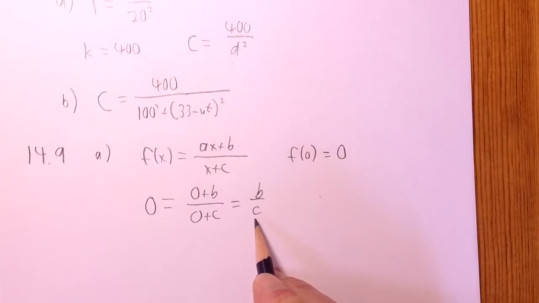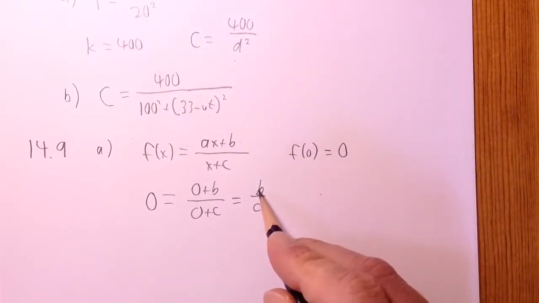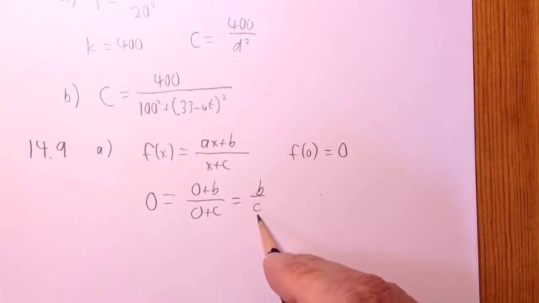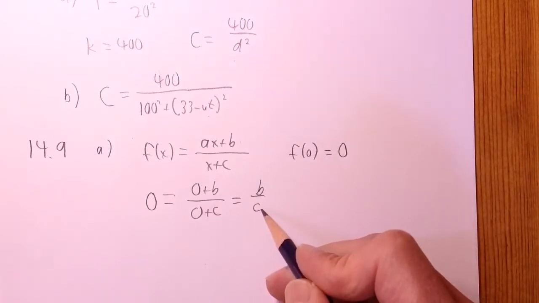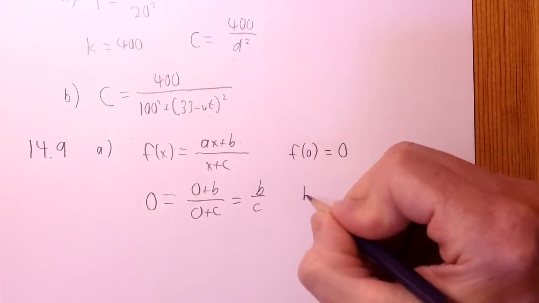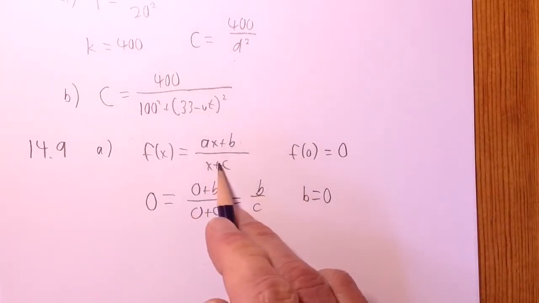So for b over c to be 0, we have two choices. Either c could be infinity, because any number over infinity is like an infinitely small fraction, right? So that's 0, but we're not going to go to infinities. We're wanting the regular old numbers. So in other words, then b has to be 0. So that's really nice. Right away, you know b is 0, and it makes everything else a lot easier.